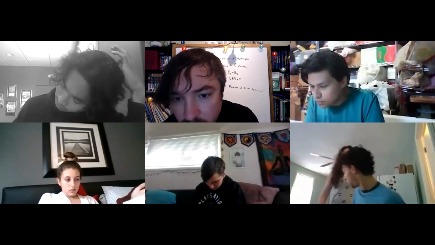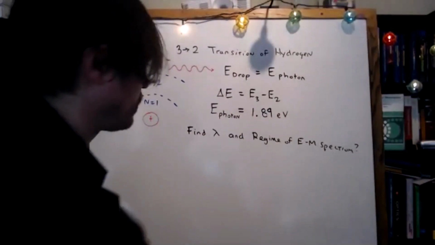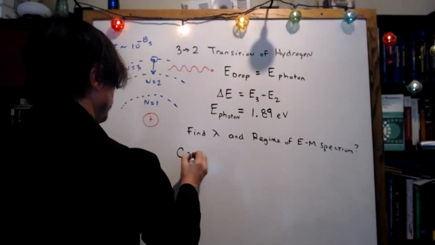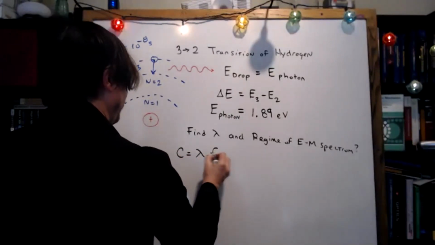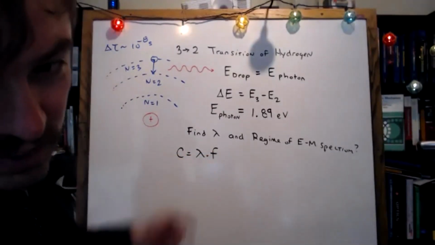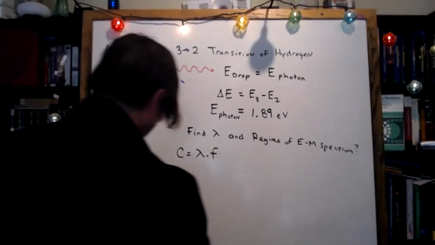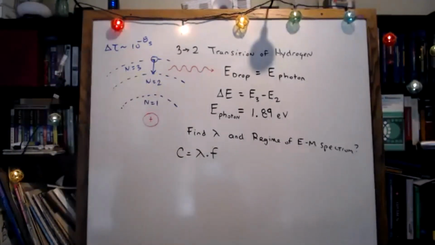Can we use c equals wavelength times frequency? You could do that, Wyatt, if you had the frequency. But you don't have it. Oh, yeah. Let's try a different formula.